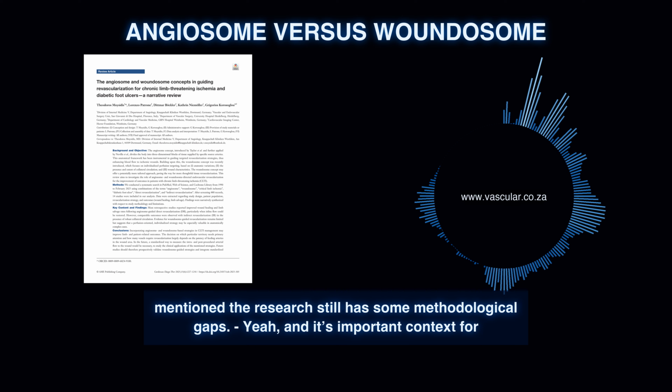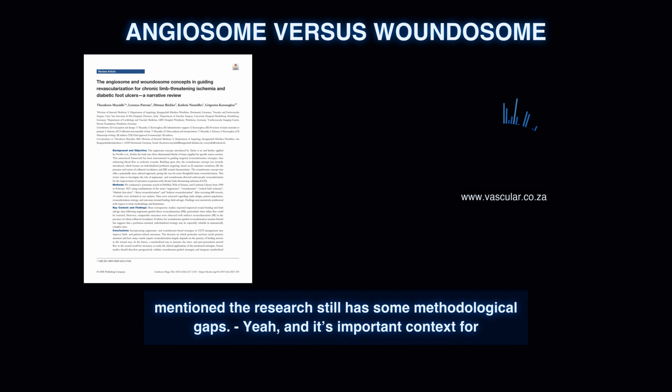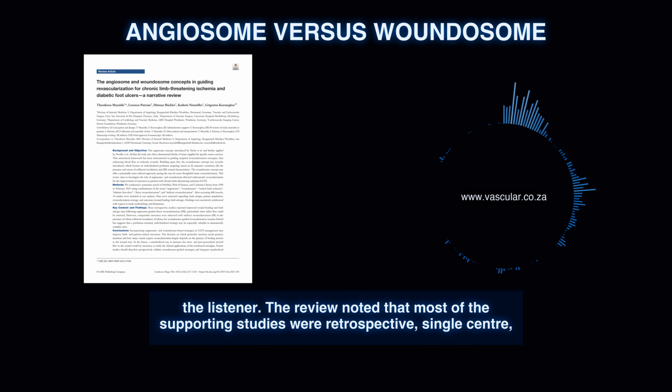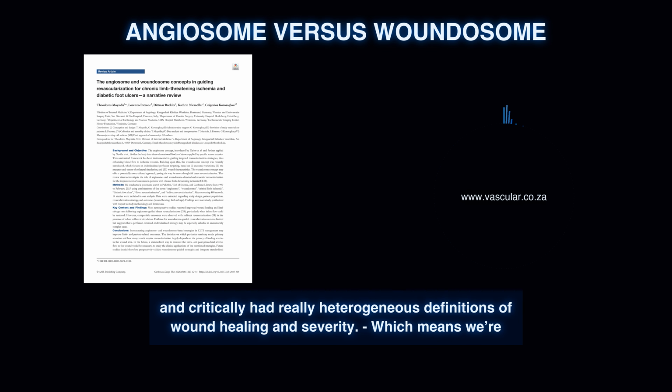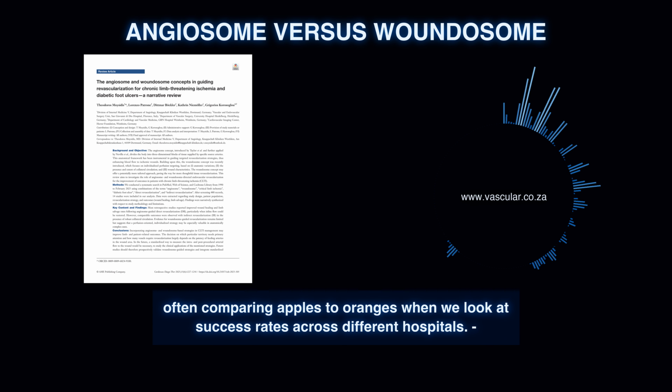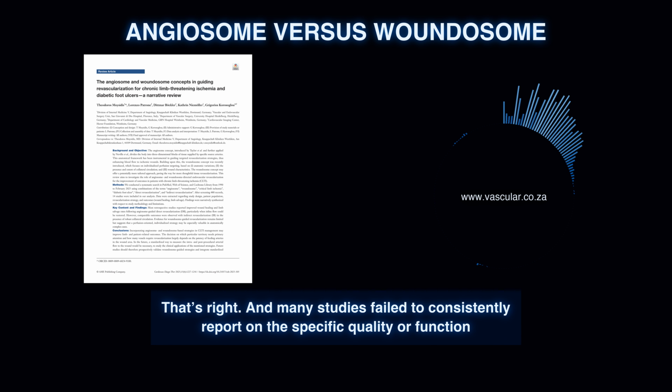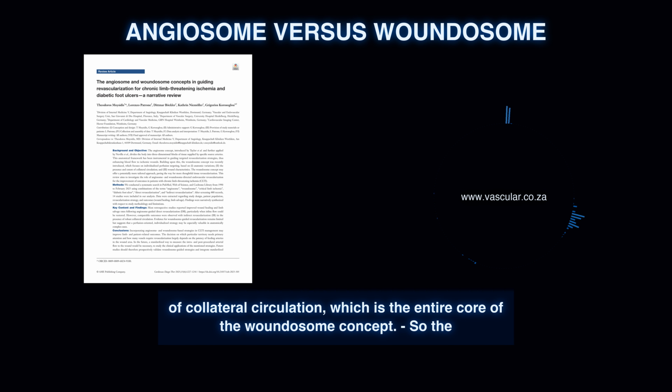But you mentioned the research still has some methodological gaps. Yeah, and it's important context for the listener. The review noted that most of the supporting studies were retrospective, single-center, and critically, had really heterogeneous definitions of wound healing and severity. Which means we're often comparing apples to oranges when we look at success rates across different hospitals. That's right. And many studies failed to consistently report on the specific quality or function of collateral circulation, which is the entire core of the Woundosome concept.